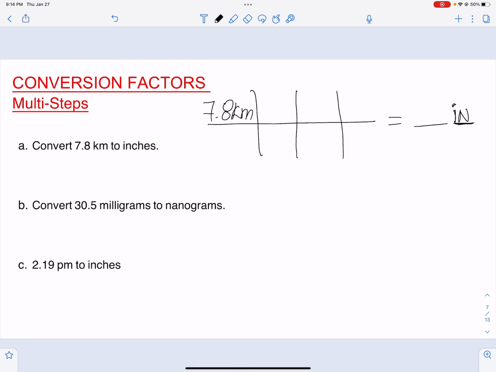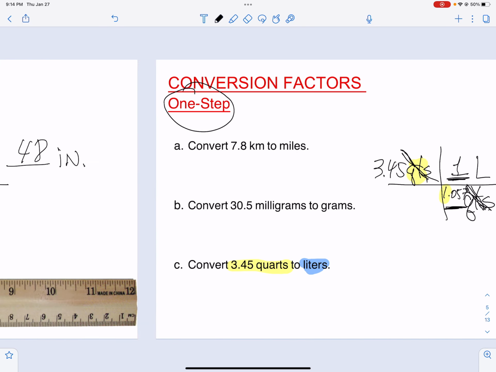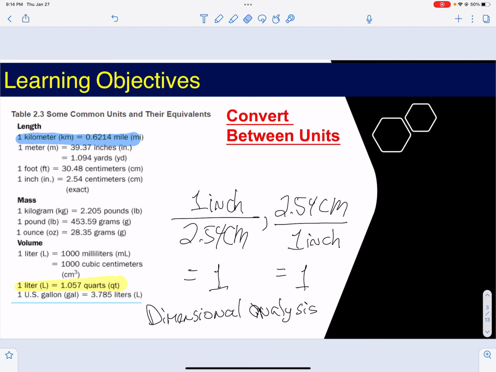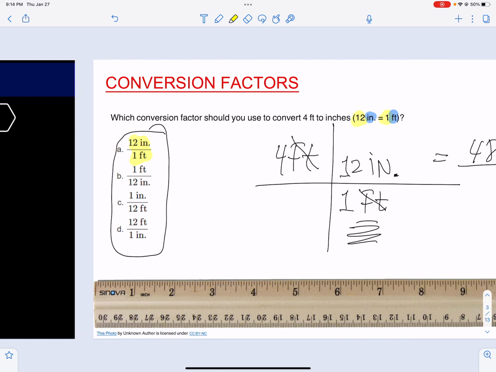So the first thing we want to do is go to the table and see if you can find kilometers and inches in one equality. So let's go to the table. Let's see if we can find kilometers equals so many inches. That would be one step, so that would be easy. So kilometers goes to miles. Inches go to centimeters. So we don't have one that gives us kilometers and inches together. So what we're going to do, we're going to go from kilometers to miles first. So let's do that.